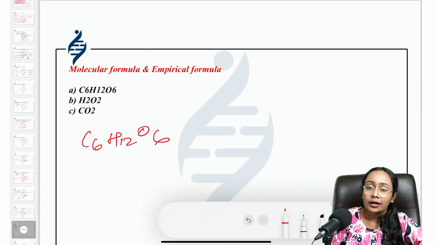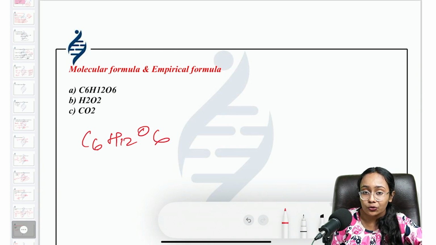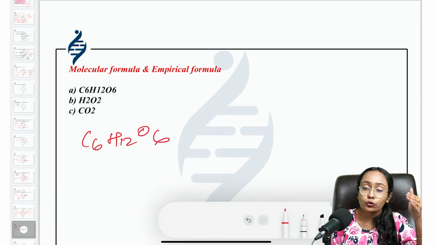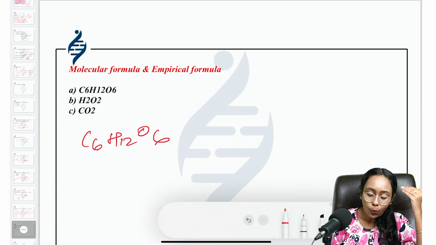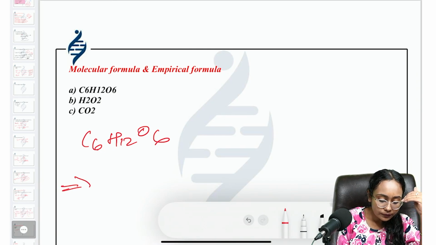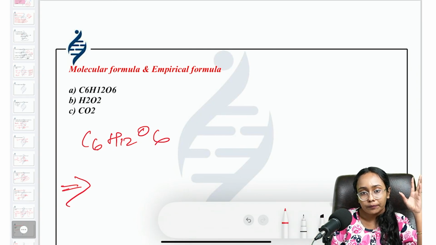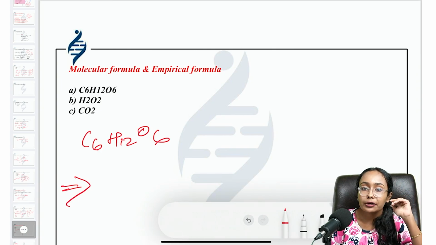C6H12O6. Molecular formula of what? Glucose. Looking at this molecular formula, I can easily understand that glucose contains carbon, hydrogen, and oxygen. Also, there are 6 carbon atoms, 12 hydrogen atoms, and 6 oxygen atoms in glucose. To get the empirical formula, you just have to divide the number of atoms by a simple whole number, and you'll get a simple whole number ratio.